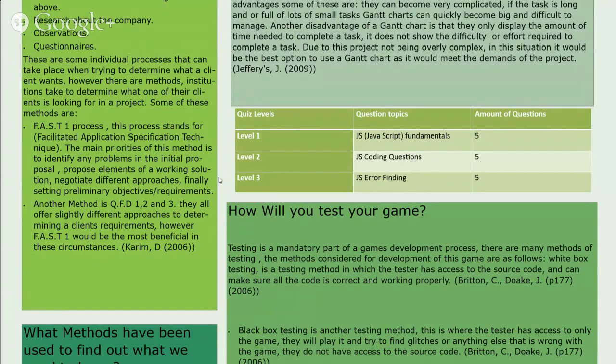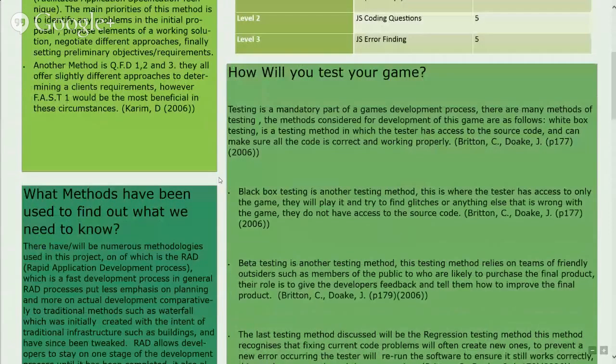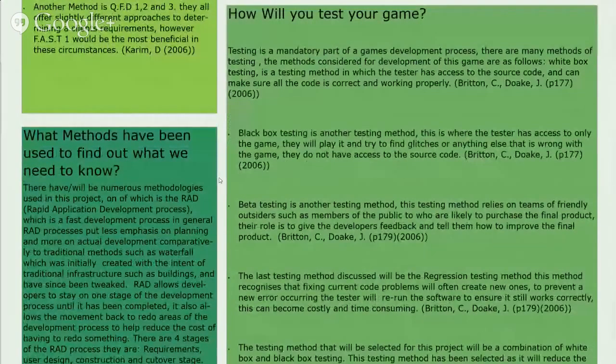How will you test your game? Testing is a mandatory part of the game's development process, and there are many methods of testing. However, only 4 have been considered for this project. They are white box testing, black box testing, beta testing and regression testing. White box testing is a testing method in which the tester has access to the source code and can make sure all the code is correct and working properly.